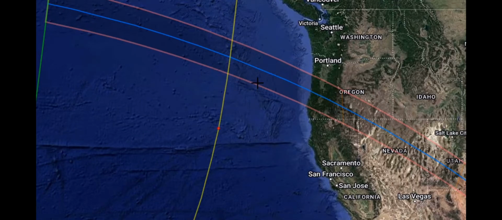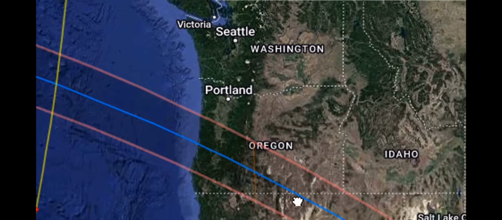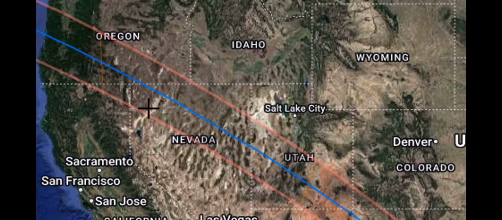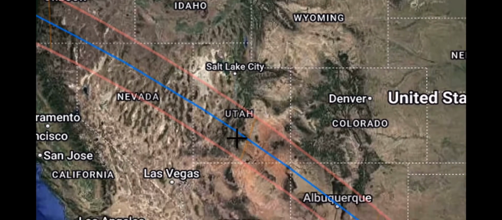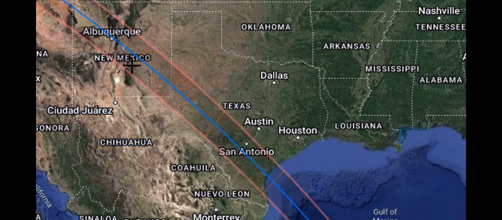Now the sun is going to be low in the sky when the partial phases start in Oregon. It's only going to be about 5 degrees above the horizon here at the shore. And you see how this path travels southeast through northern Nevada, actually clips a little bit of California and a tiny corner of Idaho, but a lot of Nevada, a whole lot of Utah, and then down through New Mexico, and then finally out into Texas and the Gulf of Mexico.